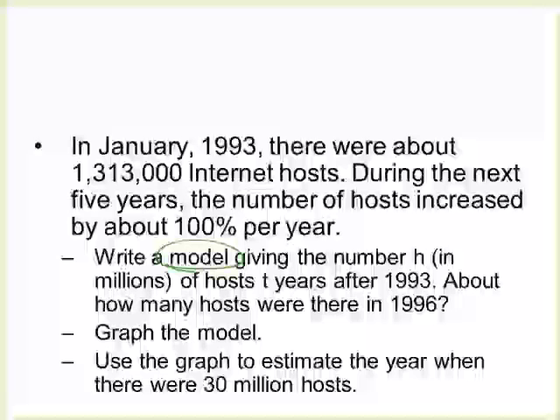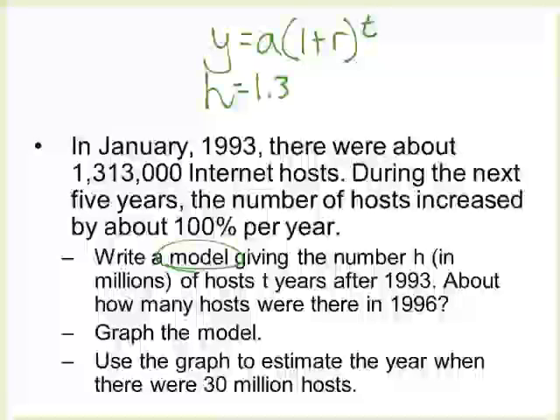So we're going to use that formula. Y is equal to a 1 plus r to the t. This question says giving the number h, because we're talking about hosts, sometimes we like to, instead of just always calling it y, give it some sort of a meaning. So they said let's call it h since it stands for hosts. Initial amount is 1.313 because it says in millions. So we're going to turn that number into a more manageable size instead of having to worry about all of those zeros.